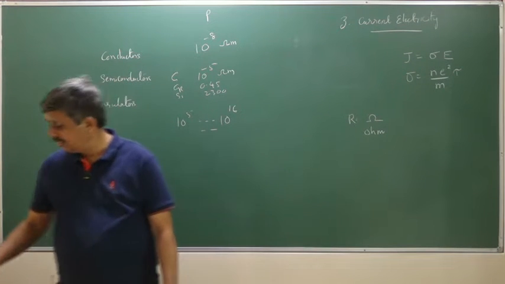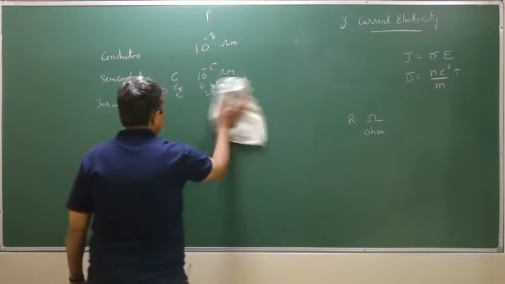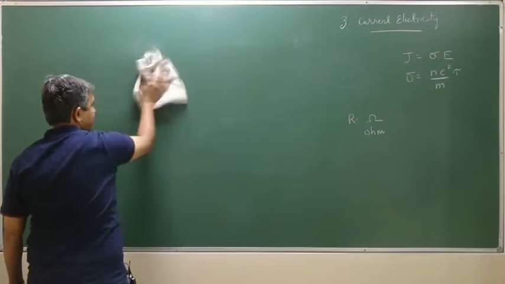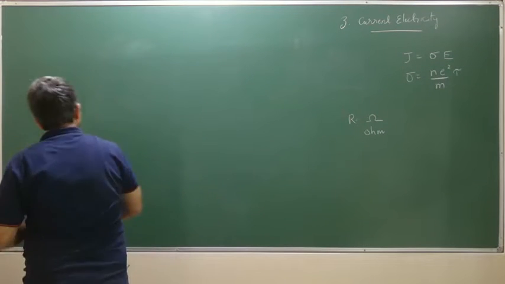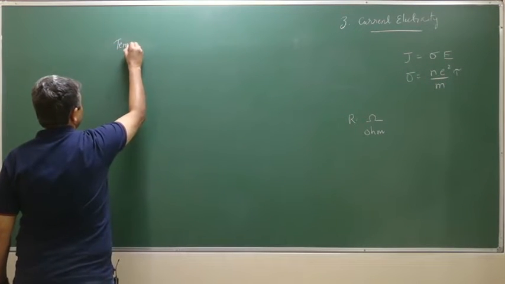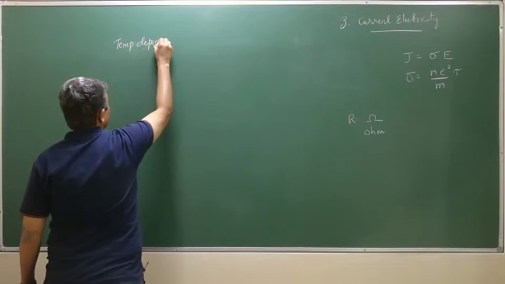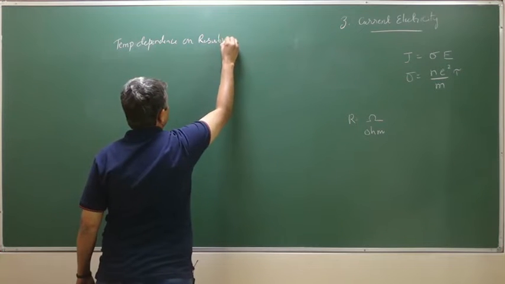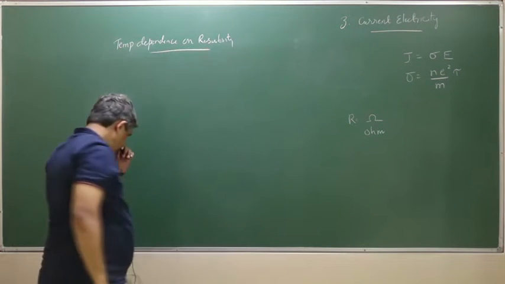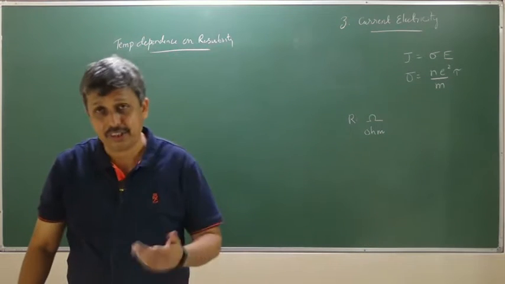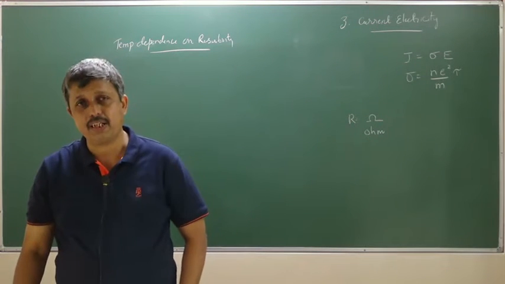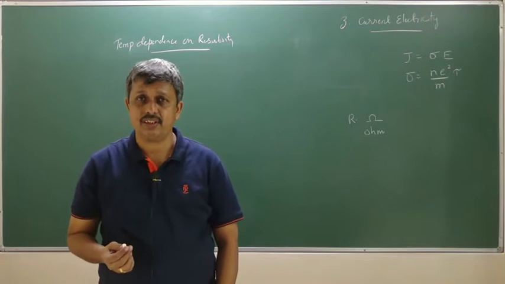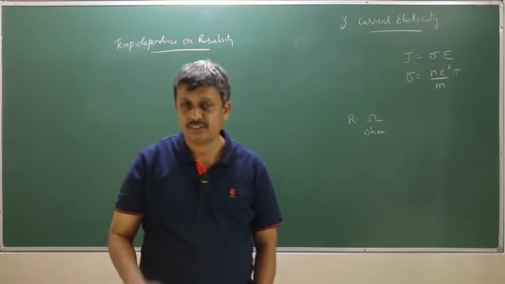The temperature dependence of resistivity is a very interesting phenomenon, which is also used for making sensors, such as temperature sensors. So we know that resistivity depends on temperature. Now how does it depend on temperature? Mostly in conductors, when you increase the temperature, resistivity increases.